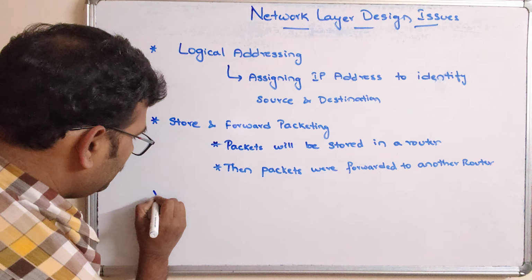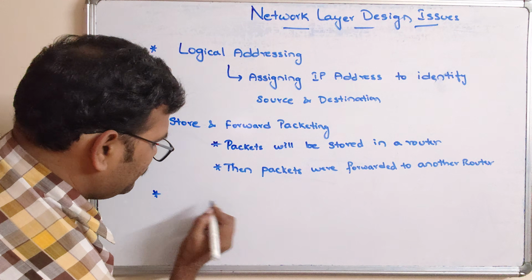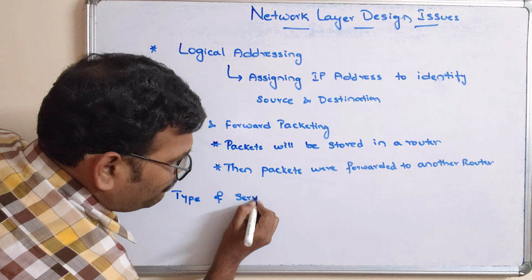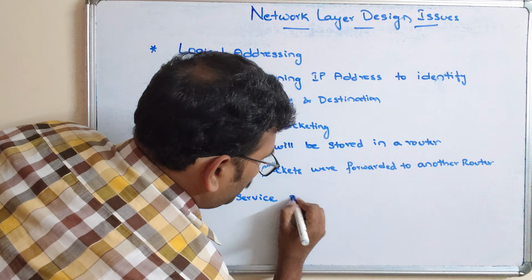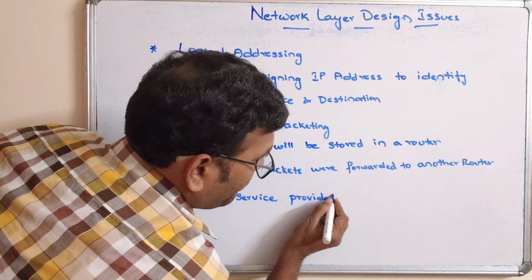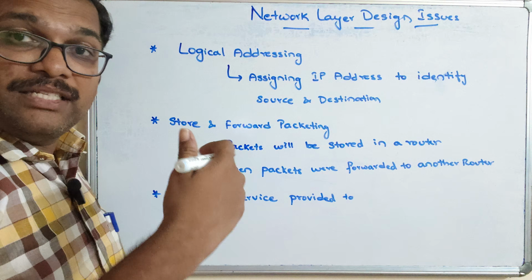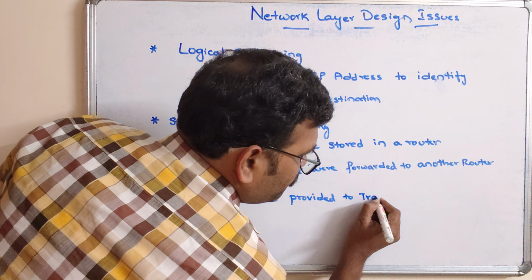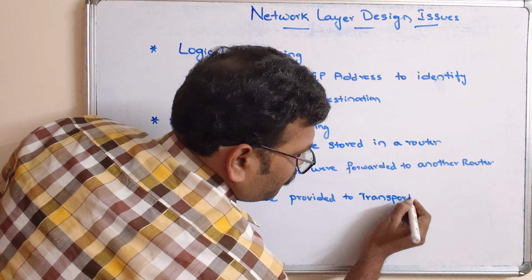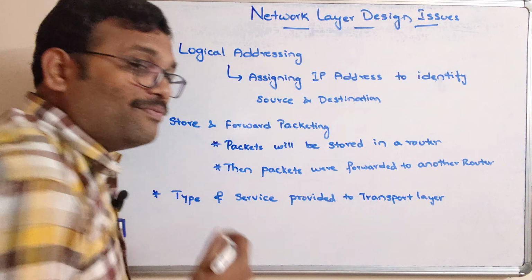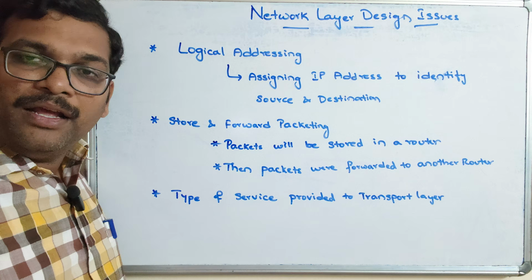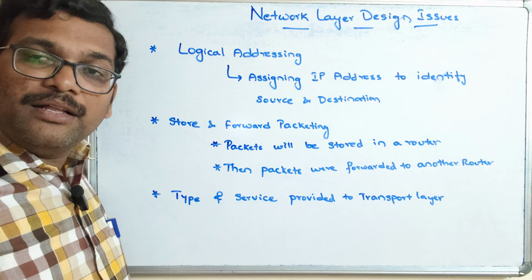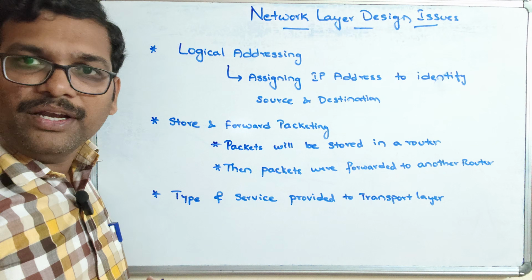And the third, the main important thing, is type of service. The type of service provided to the upper layer. So what is the upper layer of the network layer? That is the transport layer. So what type of service will it be providing? Here there are two types of services provided. One is connectionless and another one is connection oriented.